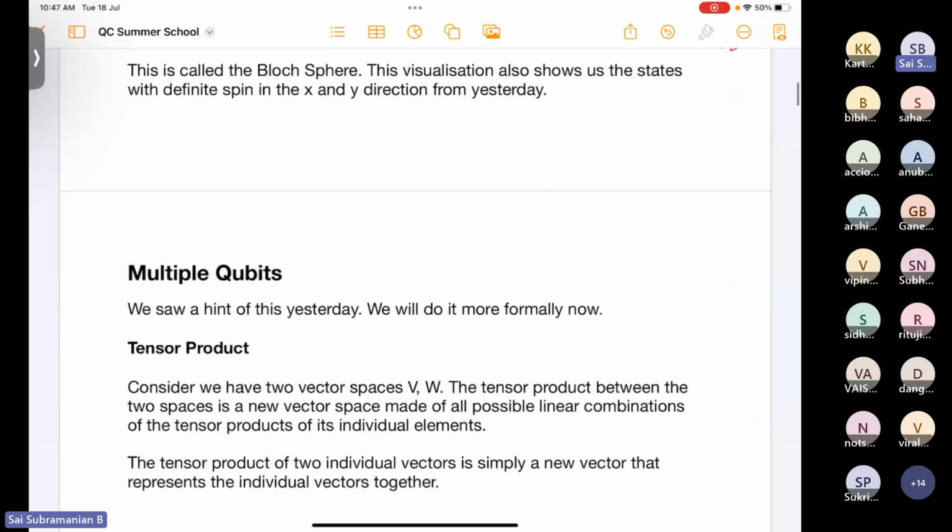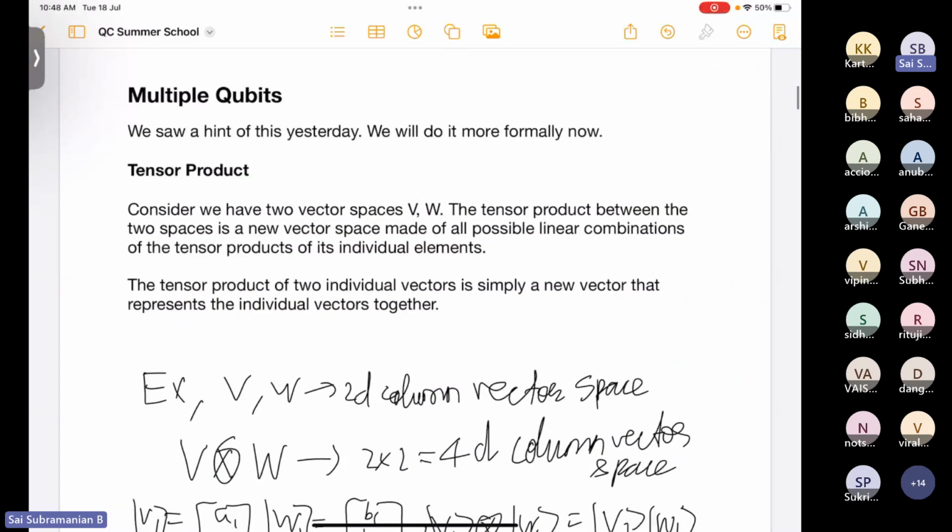So now we will move on to multiple qubits. We touched upon this at the end of last session because I wanted to give you a hint of what we'll see today, but we will do it a lot more formally now, and this will lead us to the only time we will dive into proper math in this session.